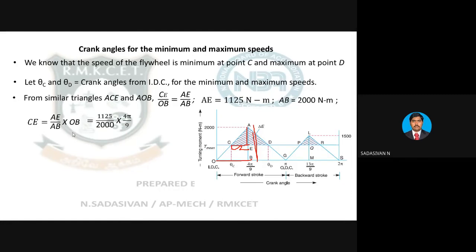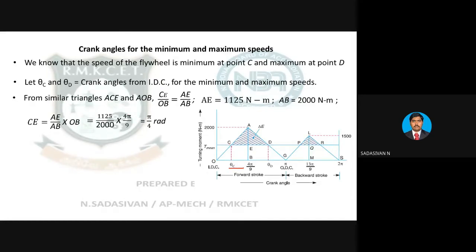So AE is 1125, AB is 2000, OB is 4 pi by 9. How is OB 4 pi by 9? Because it is already given in the question, the peak occurs at 80 degree from the inner dead center position. I have converted 80 degree to radians already. 80 into pi by 180 is 4 pi by 9. That is how I got this 4 pi by 9. So multiply that, you will get the answer to be pi by 4 radians. Theta C is pi by 4.